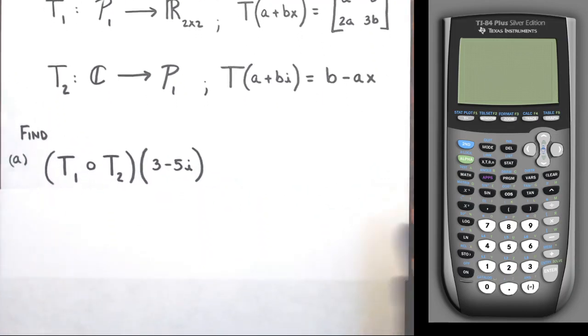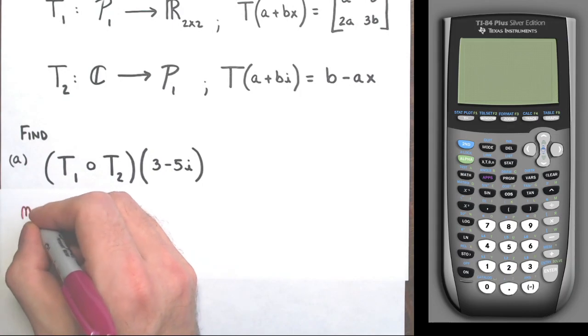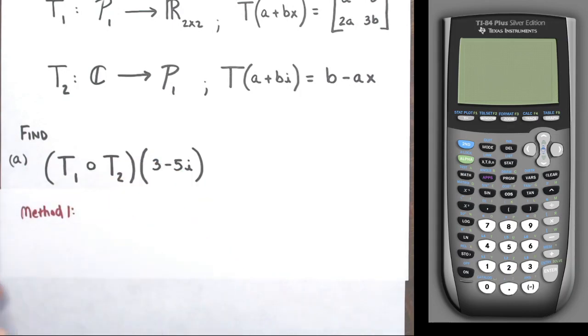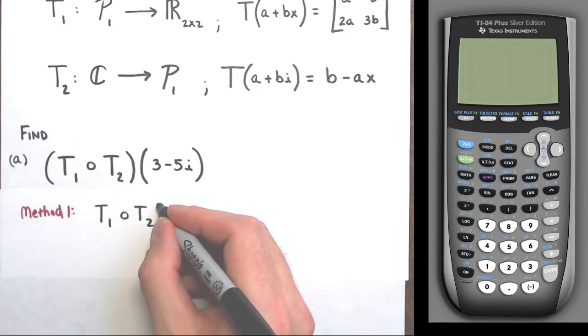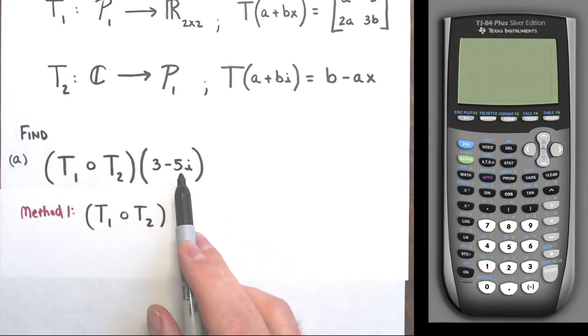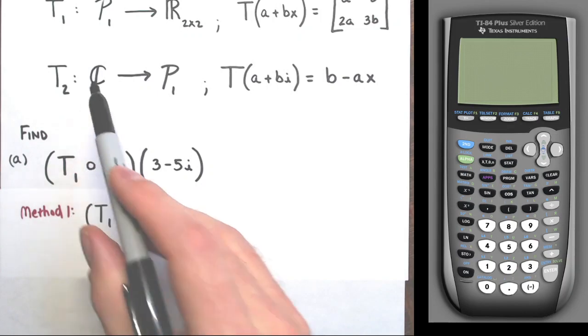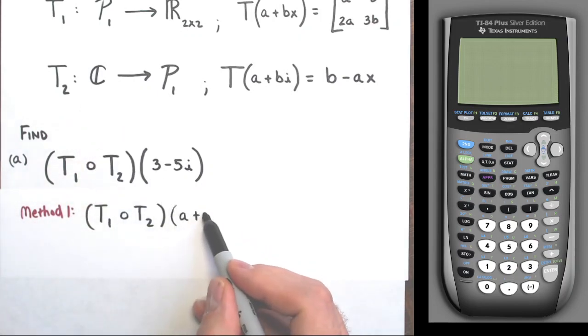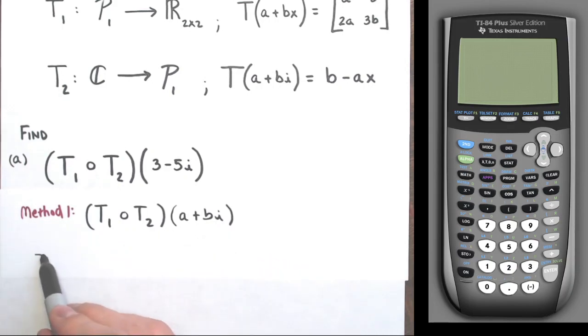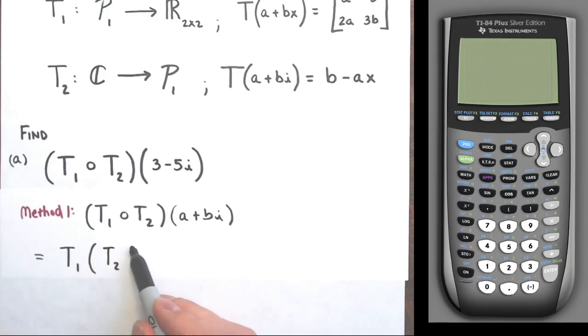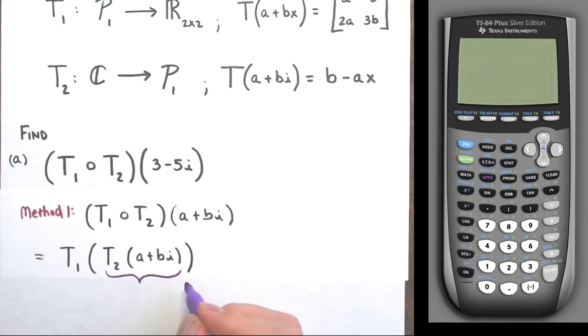All right. So, like before, method 1 is I just find the general expression. Let's find what's T1 composed with T2 at, instead of 3 minus 5i, at just some general complex number, a plus bi, where a and b are real, right? And i is that imaginary unit. All right, so remember how this is defined. This is what's T1 at T2 at a plus bi. And I apply transformation 2 first this time.